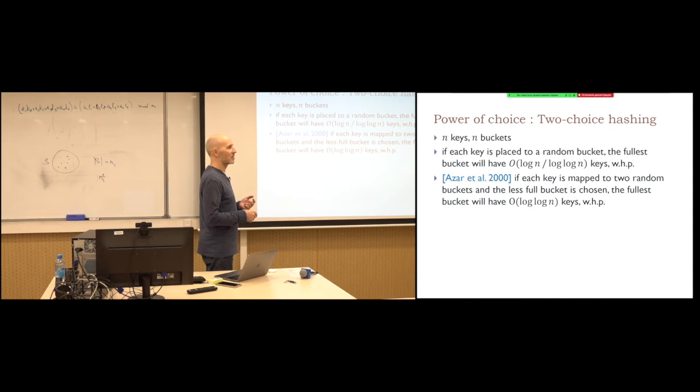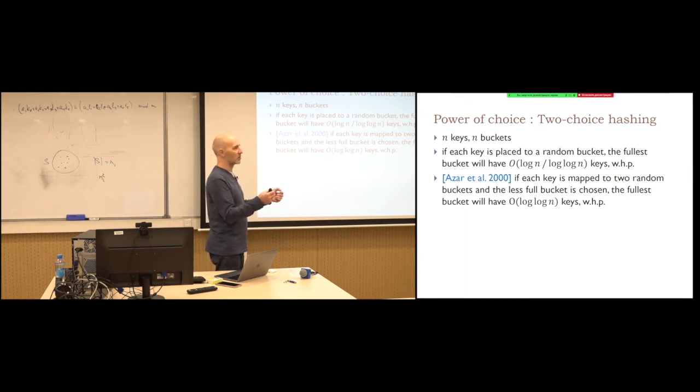I don't understand. So for one bucket, you have log n? The fullest one, the one with the maximum number of keys, will have log n items. And now every bucket is split into two? No, not every bucket. We still have n buckets, but we have two hash functions. So to place a key, we not only place it randomly in one bucket, we choose randomly two buckets, and choose the one which is less full.